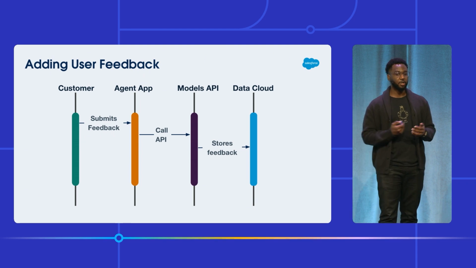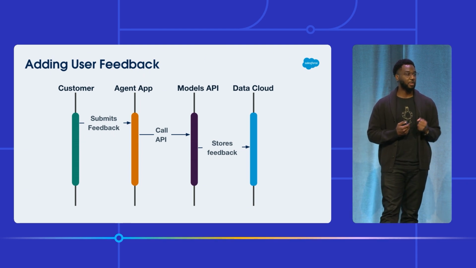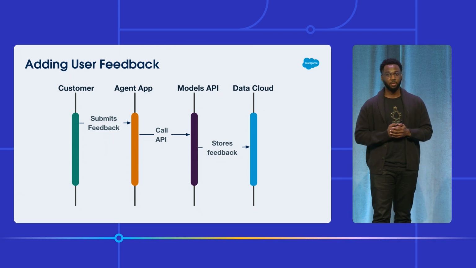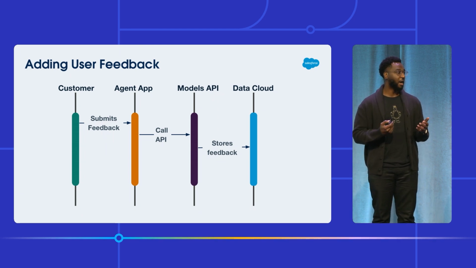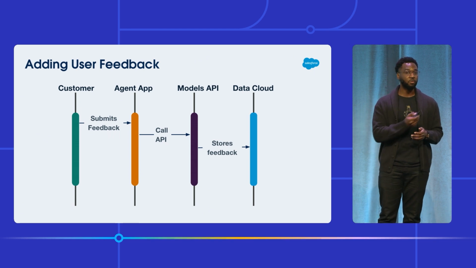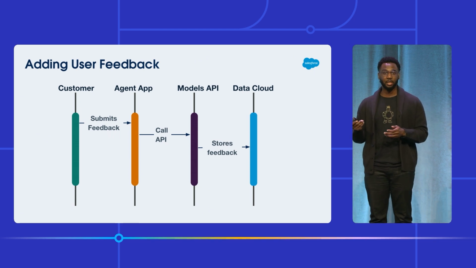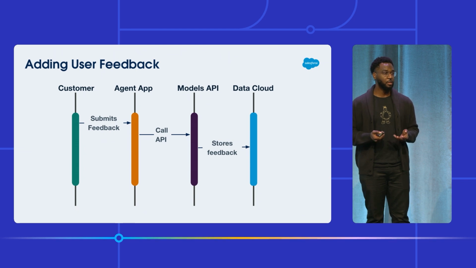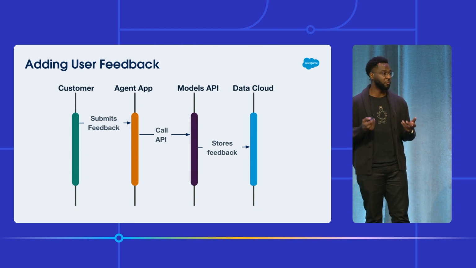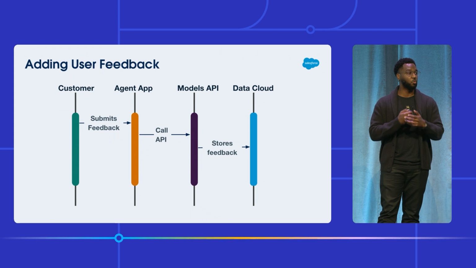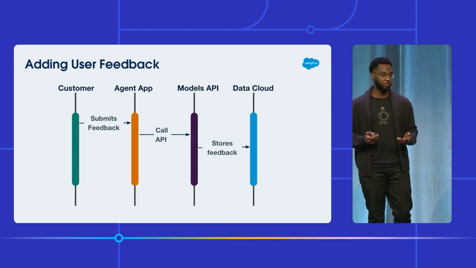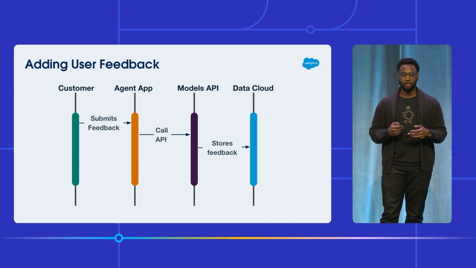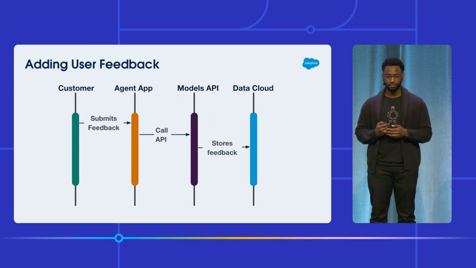What your agent application needs to do is gather that feedback, package it up, and then send it to Salesforce via the Models API. Once that happens, that feedback will automatically filter into Data Cloud in hourly batches. This is really great because, as you'll see, Data Cloud offers a variety of tools for reporting and analysis. It is a great place to understand and analyze your feedback.